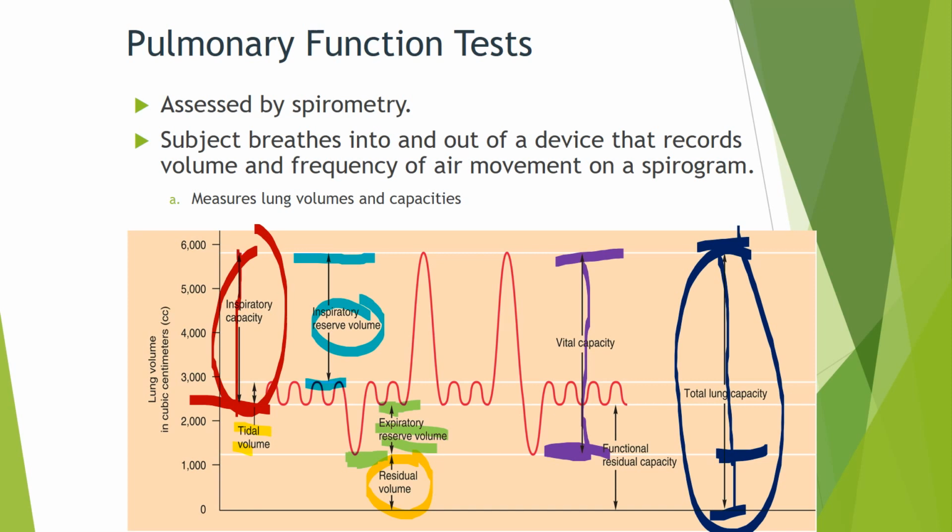Okay, then what we have is this functional residual capacity. This is going to be the amount of gas that's left in your lungs after normal expiration. What you can see here too with the functional residual capacity is that this is going to be the expiratory reserve volume plus the residual volume.